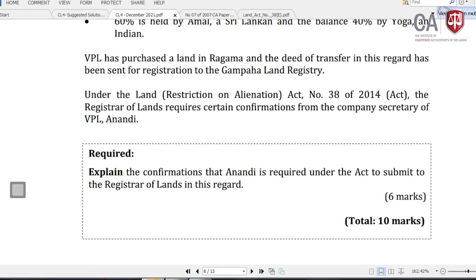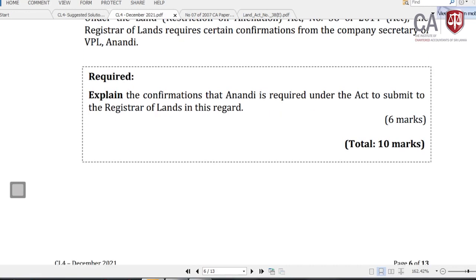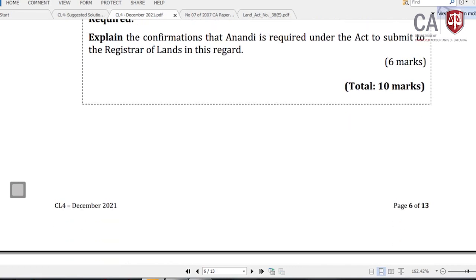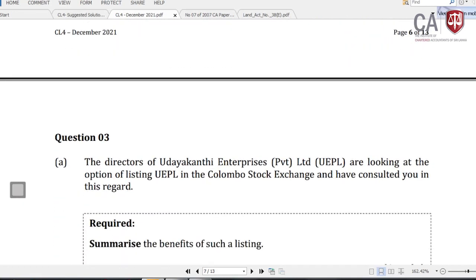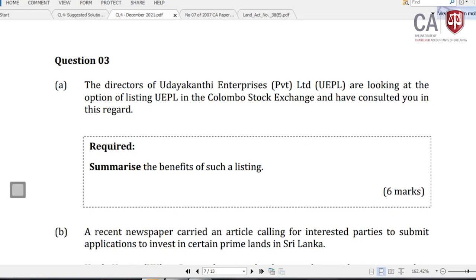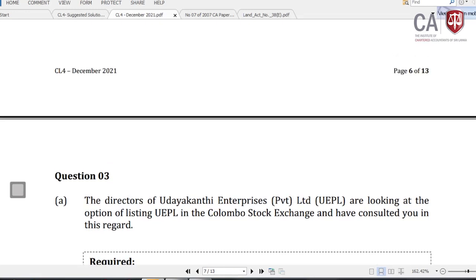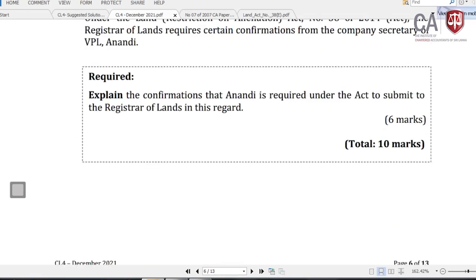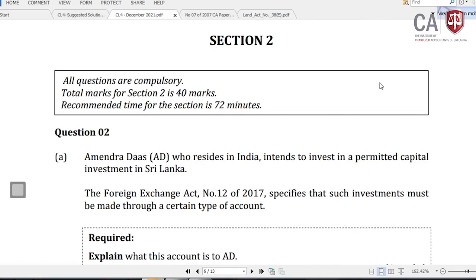If you refer to page number 189 of the study text, you will be able to get a better understanding if you require further information. So, that is how you should answer that particular question. When you are doing this, you also can get an idea of the type of areas that can be tested at the exam.